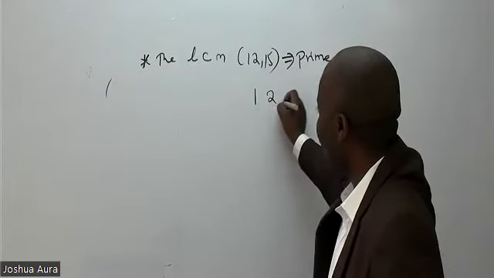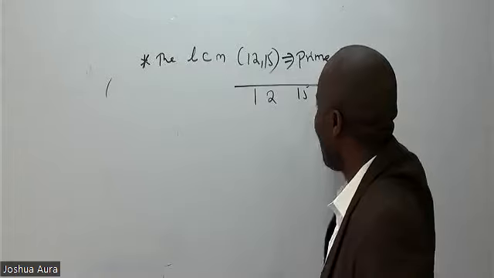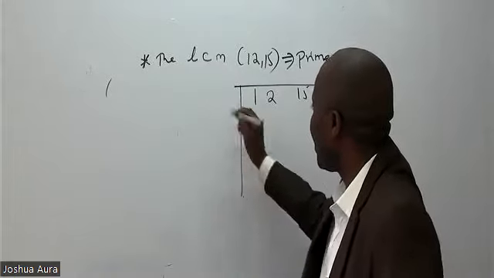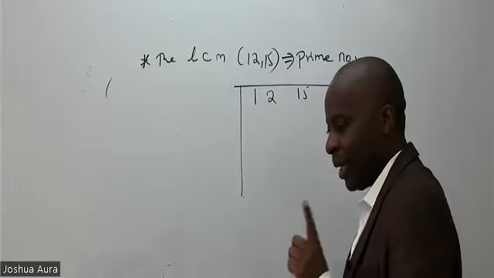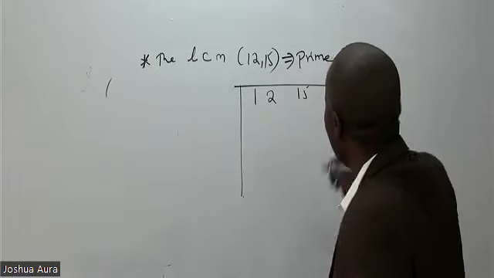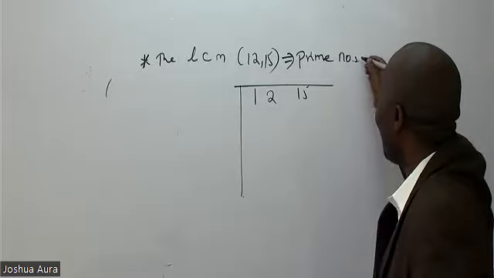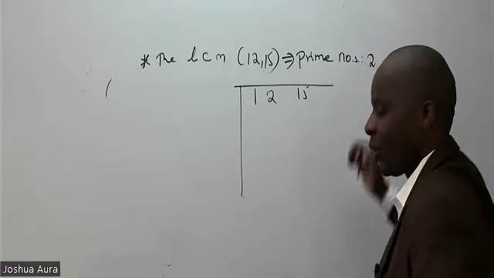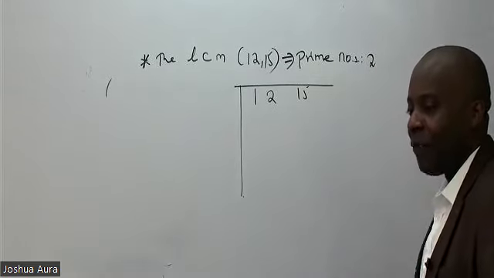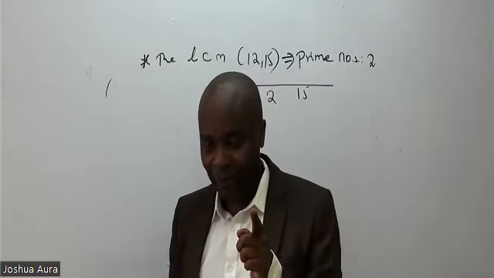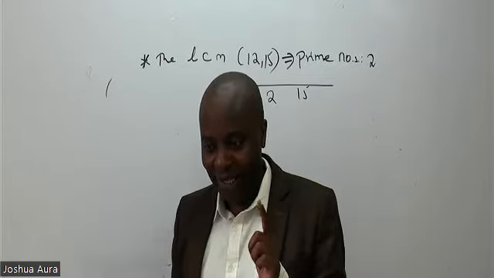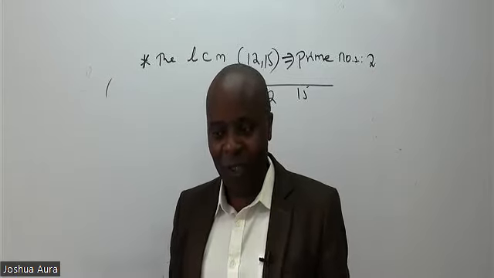Then how do I do this? I'll come and do a small table here: 12, 15. In this case, ladies and gentlemen, I shall start right out with the smallest prime number. Remember how these prime numbers look. We'll start with 2. 2 is the smallest prime number. After 2, which is the next prime number?